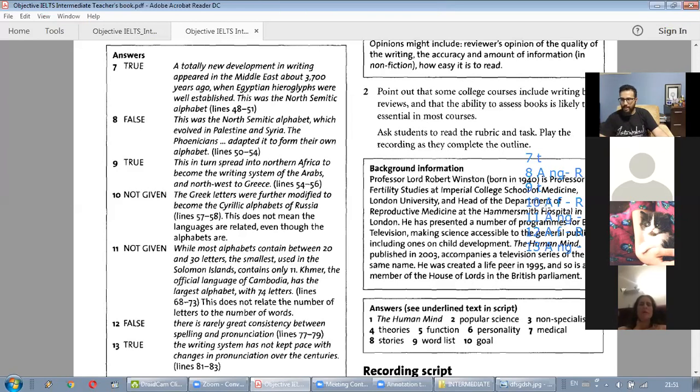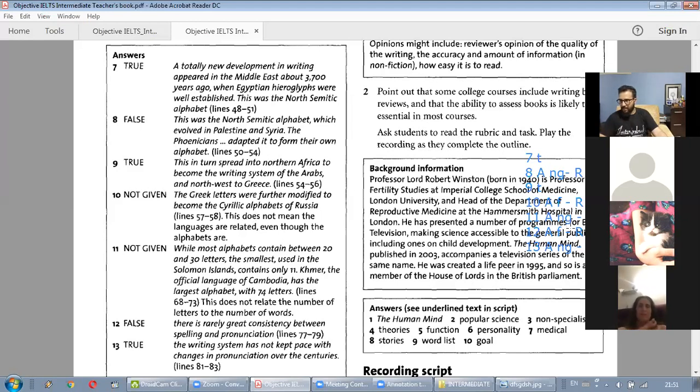Then we have number 10. Number 10, Aya, again, you answered false, but it's not given. Yeah, because here it says the Greek letters were further modified to become the Cyrillic alphabet. There's nothing that talks about relation. So that's the real reason.